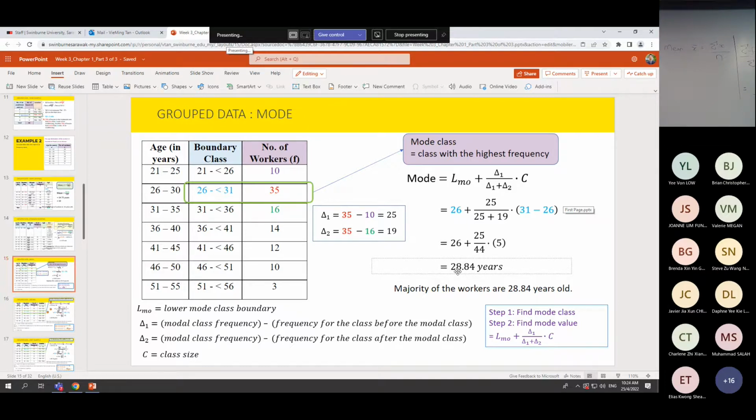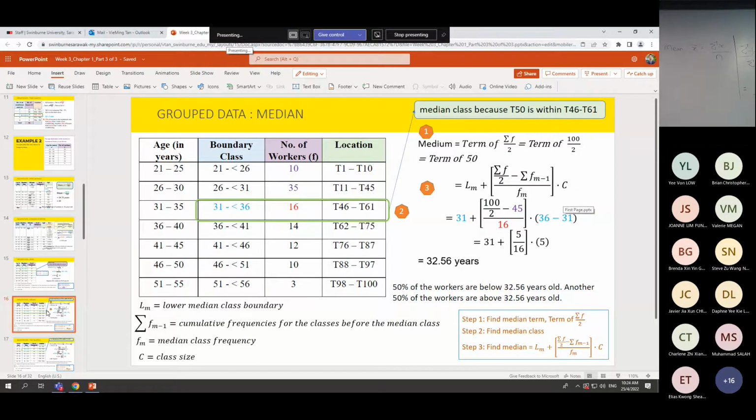Some students may ask, can we round the answer to a whole number? Yes, fine. Whole number, or at least 2 decimal places, or 1 decimal place is also acceptable. So what is the meaning of mod equal to 28.8? That means a majority of the workers from the Chandra factory are 28.8 years old, or 28.84 years old. Or you can round to the whole number 29 if you want. So most of them are 28.8 years old.